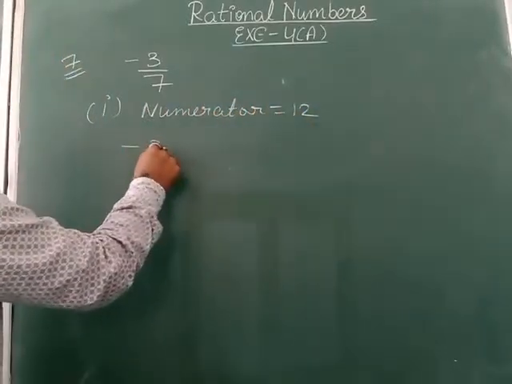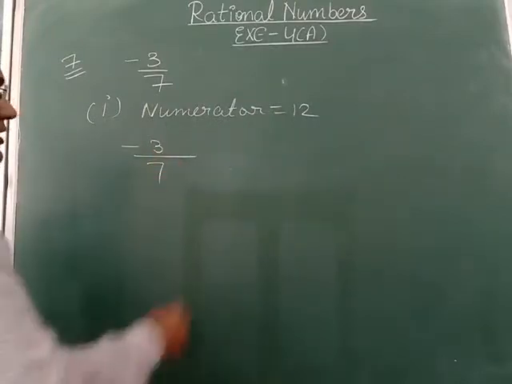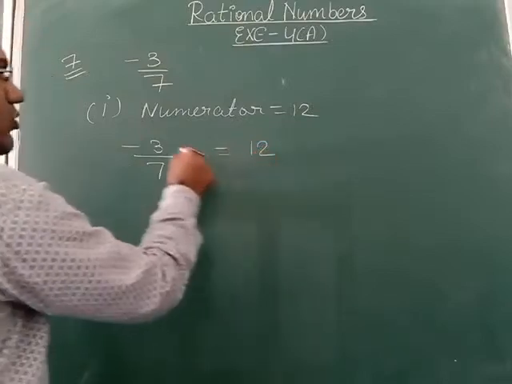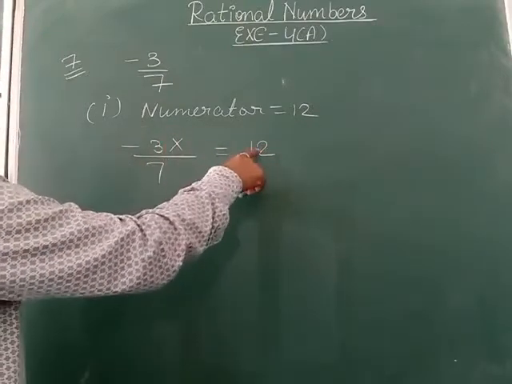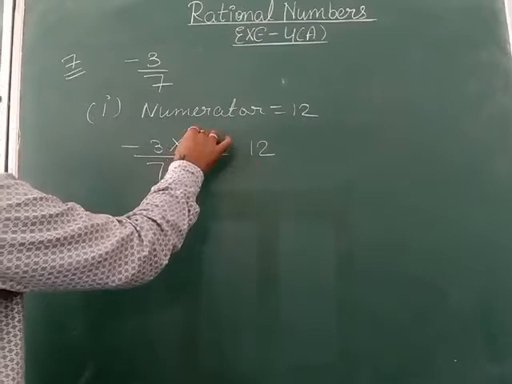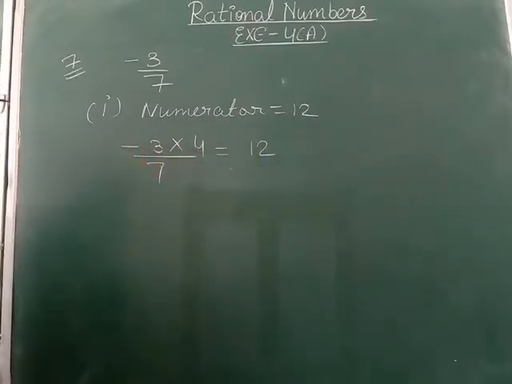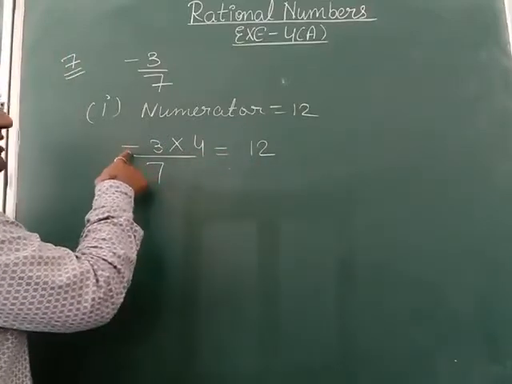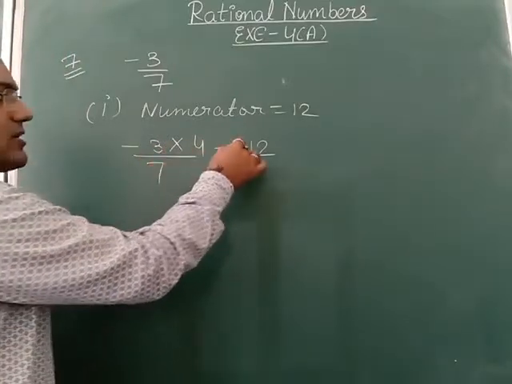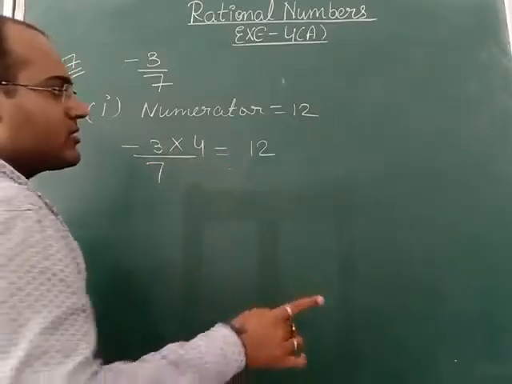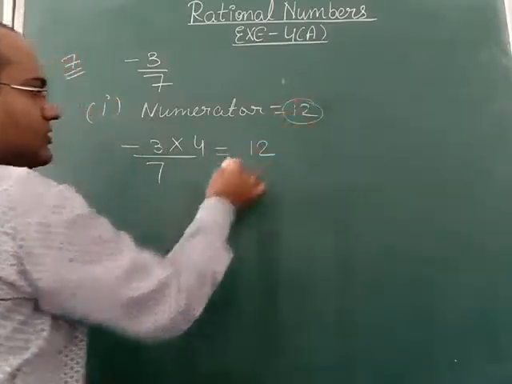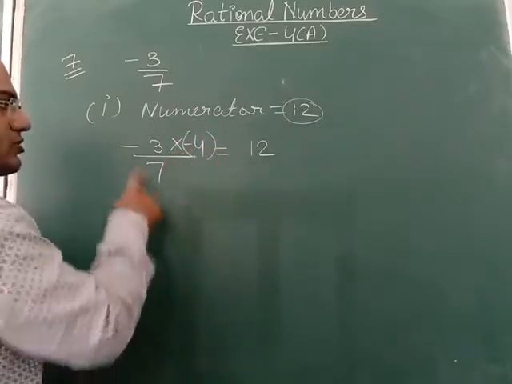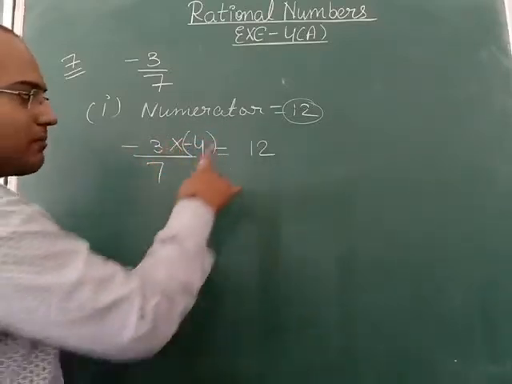What is given in the question? Minus 3 upon 7 is given. Here in place of 3 we have to bring 12. So in order to get 12 we have to multiply with 4. 4 into 3 is 12. But this answer will be minus 12, and in the question we have to make plus 12. So in order to make plus 12 we have to take the minus sign also. So minus multiplied by minus will become plus.